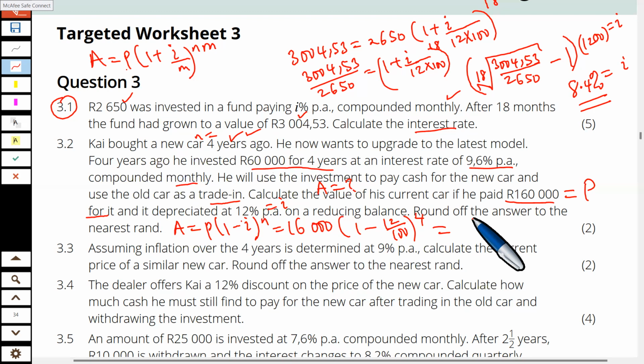So what is the answer to this? It's 160,000. That is the value of the car, but it depreciated. So you put 160,000 into 1 minus 12 out of 100, to the power 4.